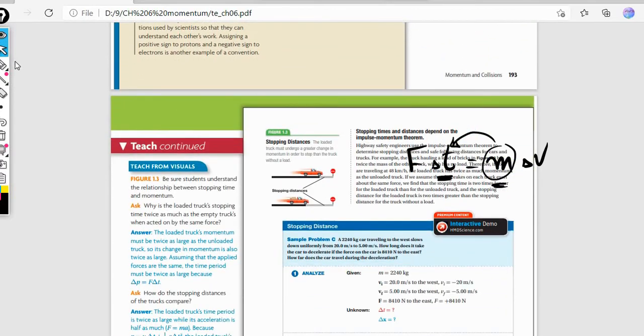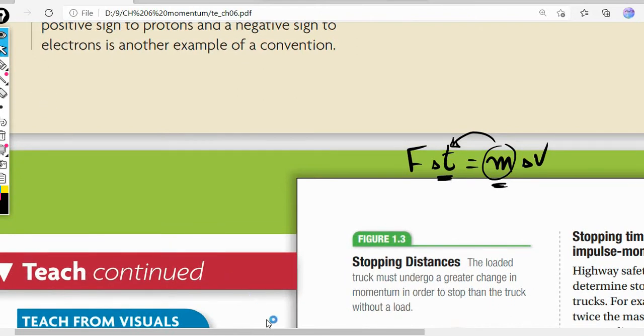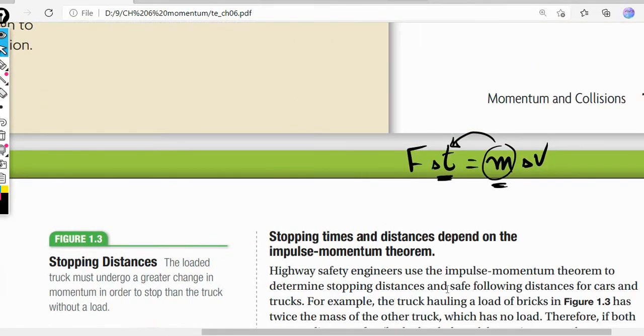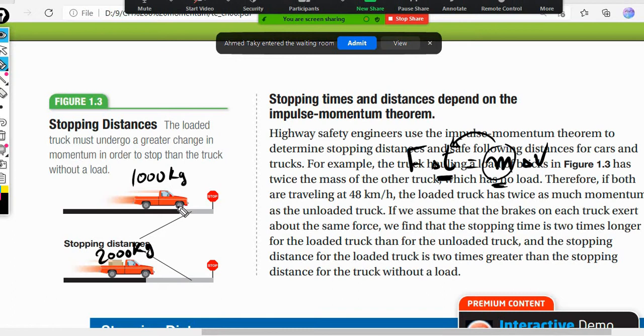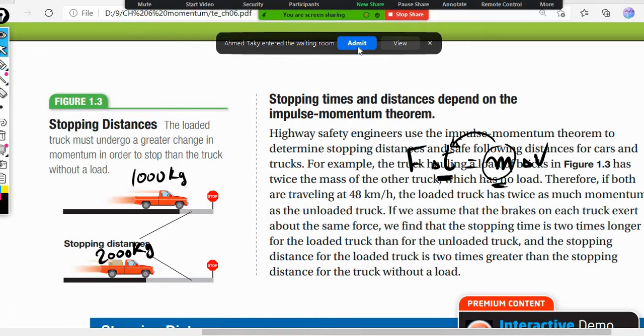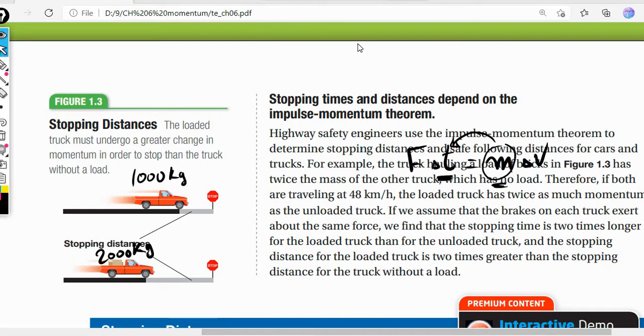Look at this diagram here in your book, page 194. Suppose that we have two cars. The first one is empty, without anything in it, but the other one is a loaded truck, with a lot of things in it. Of course, the first one will be lighter than the other one. Suppose the mass here is 1000 kilogram and the mass there is 2000 kilogram. If you look here, this one takes a shorter time to stop, but the other one takes more time to stop. Both of them will stop at the end here.